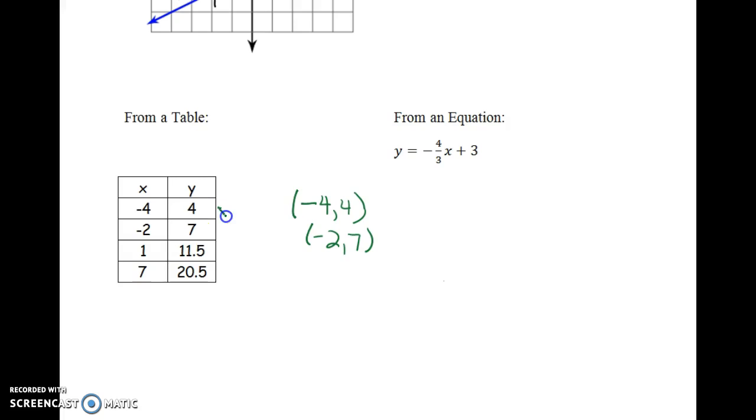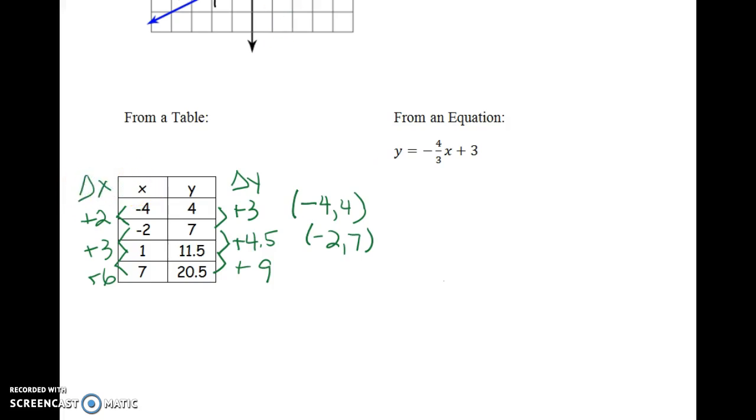So if I look at my changes in y, we have a positive 3, because to go from 4 to 7 is plus 3. From 7 to 11.5 is plus 4.5. And from 11.5 to 20.5 is plus 9. This is my change in y. That triangle means change. I also want to look at my change in x's. So I'll do the same thing over here. From negative 4 to negative 2, I increase by 2. Negative 2 to 1, I'm going to increase by 3. And 1 to 7, I'm going to increase by 6. This is my change in x.